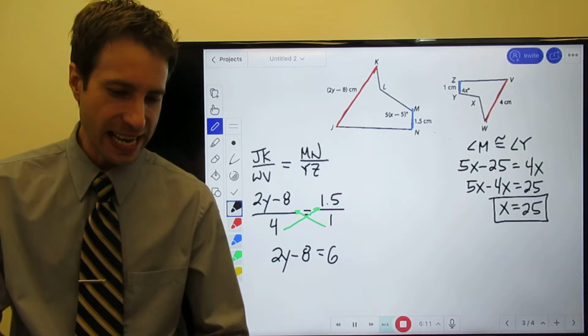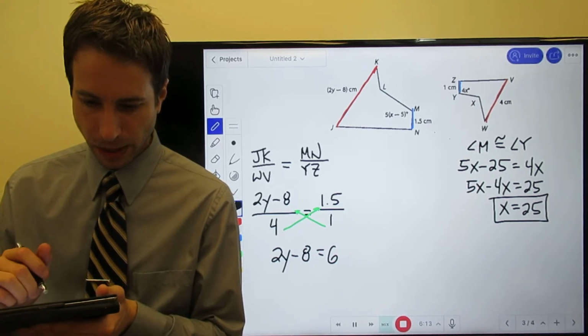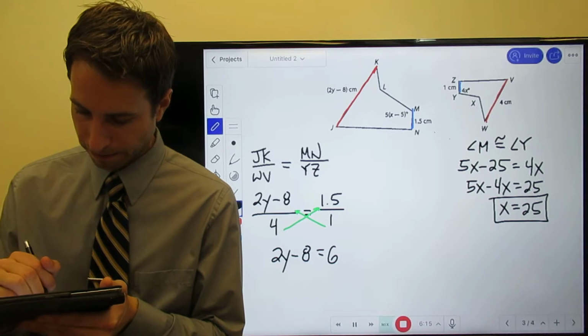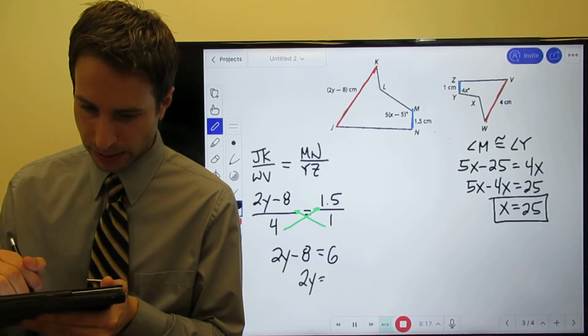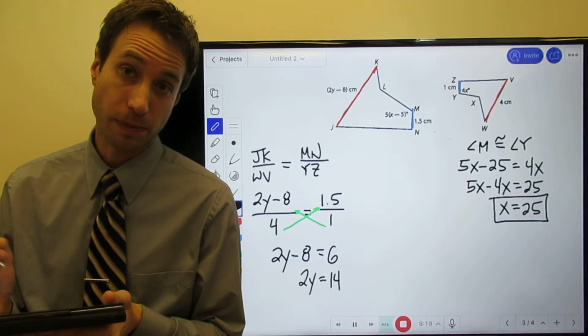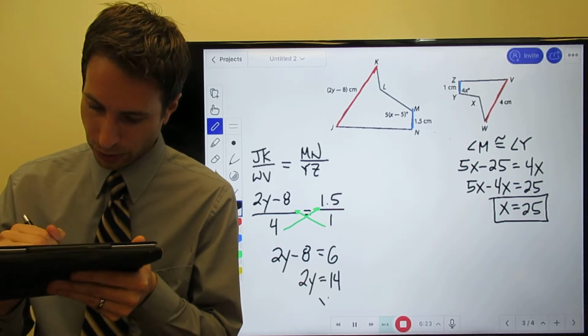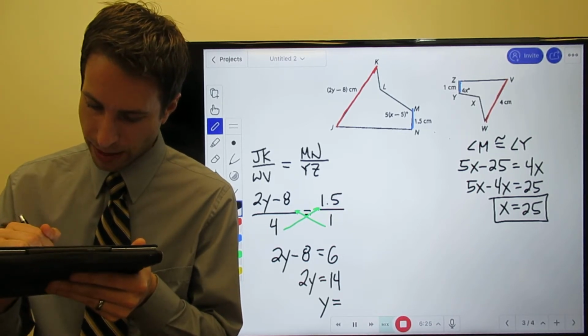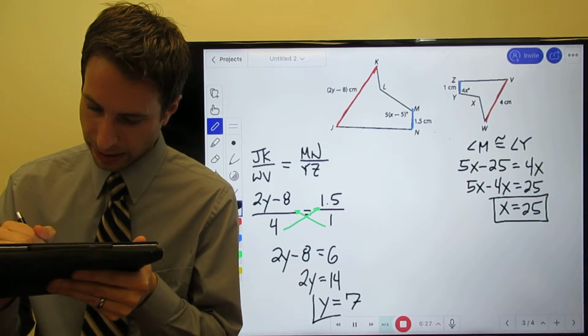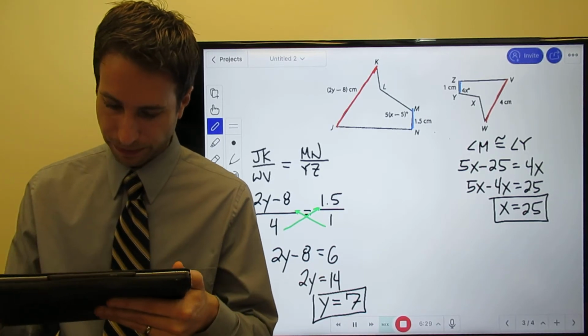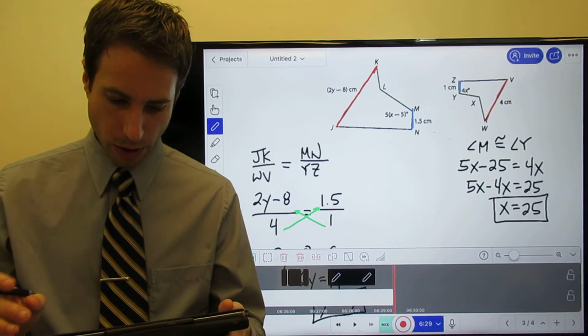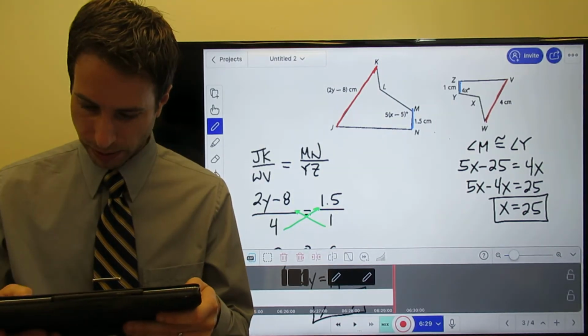Anyway, let's add that 8 to the other side. I wind up with 2y is equal to 14. 6 plus 8 is 14. Divide both sides by 2. And yeah, how about that? We get a 7. Okay, hold up, I apologize. Something crazy is going on.